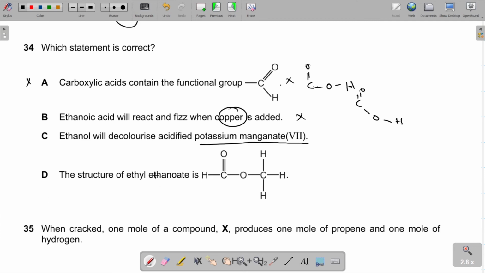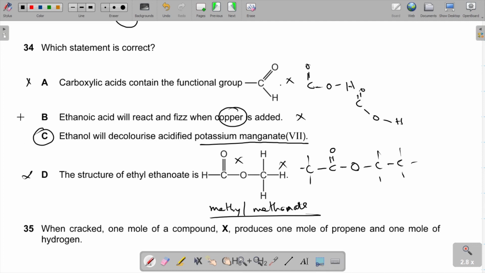So yes, the structure of ethyl ethanoate is this. So let's try to draw ethyl ethanoate. We need to draw ethanoic acid first. OCC. So as you can see, this is also wrong, this is also wrong. The structure of this is actually methyl, this is 1 carbon methanoate, methyl methanoate. So the answer for this is going to be C.